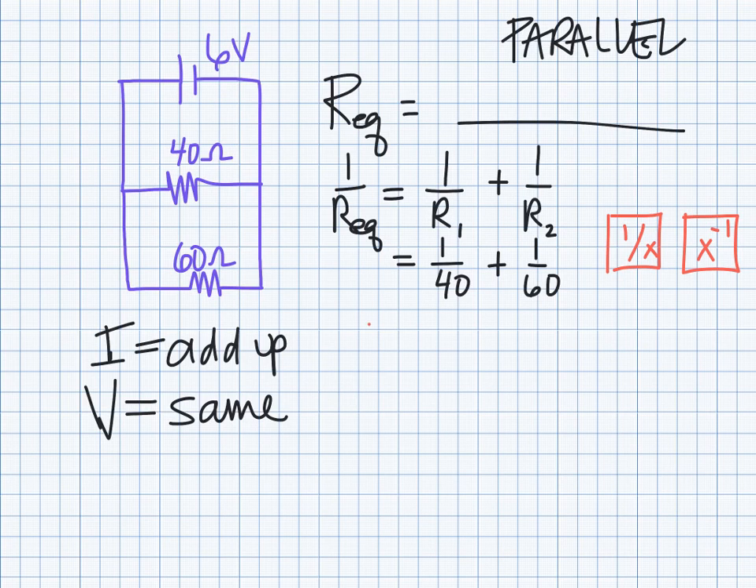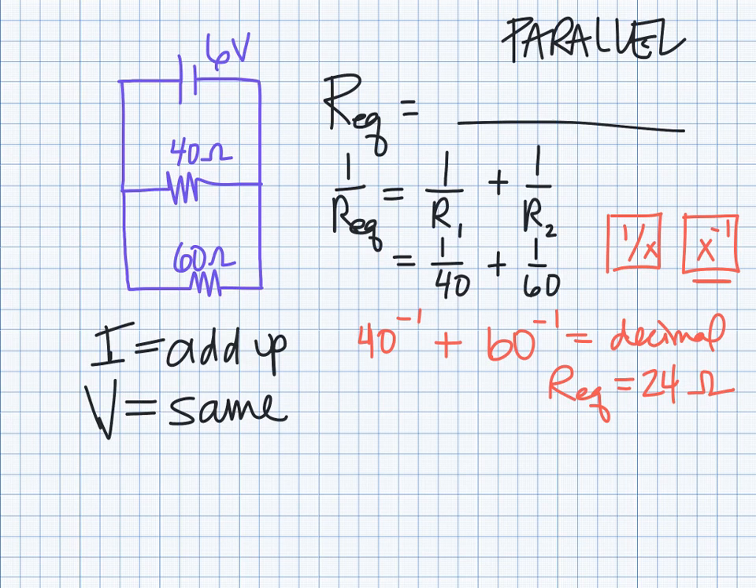And so when I type this in my calculator, it looks like this. I go 40, type that in, and then I hit this key, and then I see this negative 1 pop up next to it. And then I do plus 60, and I hit that key, and this negative 1 pops up. And when I hit equals, I'm going to get this tiny little decimal number, and that's not my answer. I need to take the reciprocal, and in this case, then, that comes out to be 24. Okay, and so that's how you would find the equivalent resistance.